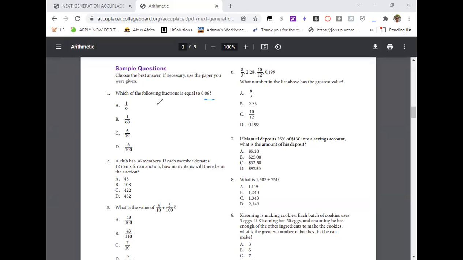So 1 divided by 6, 1 per 6, you get somewhere around 0.2. Okay, 1 by 60 is just going to be 0.02. 6 by 10, that would be 0.6, and the last one obviously gives you the answer.